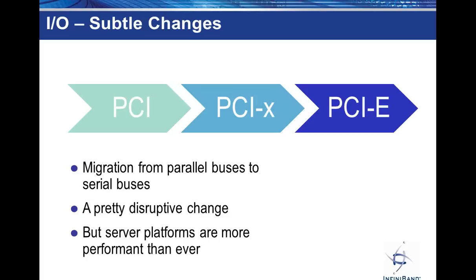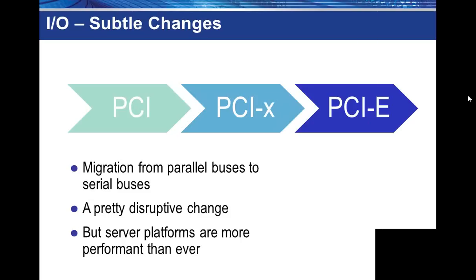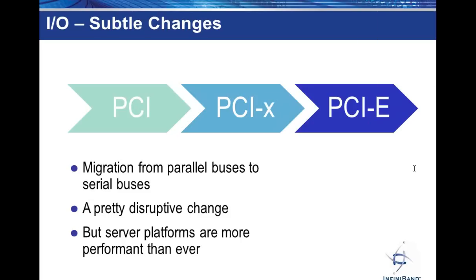If you look at this picture here, we're talking about the migration of PCI Express. We began with PCI as a parallel bus. It migrated from PCI to PCI-X and eventually emerged as PCI Express. So we managed to migrate an entire generation from parallel buses to serial buses. Now, this is a pretty disruptive change, but it didn't really represent a basic change in the I/O model. Even though it was a pretty profound change, we did get through it. Nowadays, server platforms are more performant than ever.